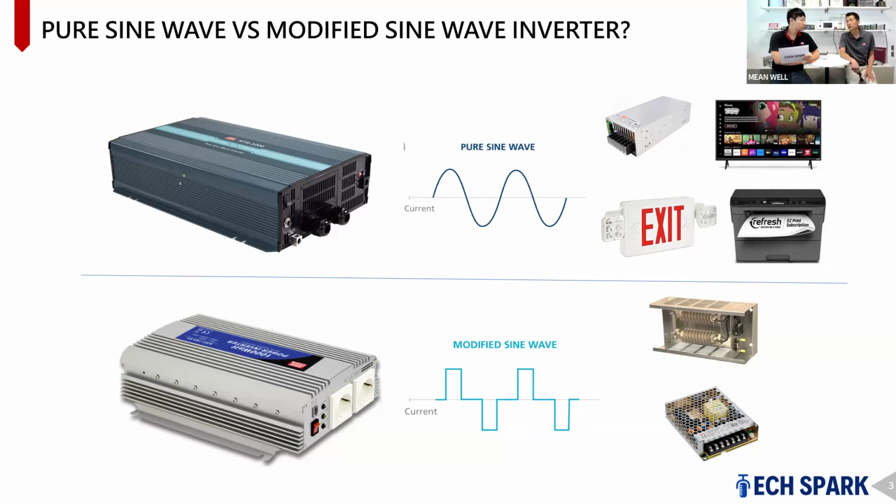Okay, and why are there two different kinds? Modified sine wave usually costs you less to manufacture and design, and pure sine wave costs you more. But pure sine wave you can use in a lot of different applications. Basically, most applications like power supply, printer, LCD, exercise equipment can be used with the pure sine wave. However, modified sine wave is a little bit picky. Some applications won't work with modified sine wave, like an AC motor.